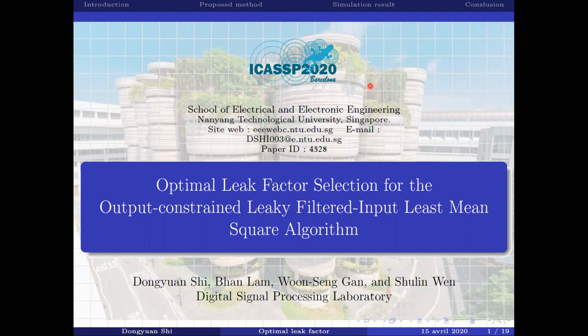My presentation topic today is optimal leak vector selection for the output-constrained leaky filtered-input least mean square algorithm. My name is Dongyuan, coming from Nanyang Technological University in Singapore.